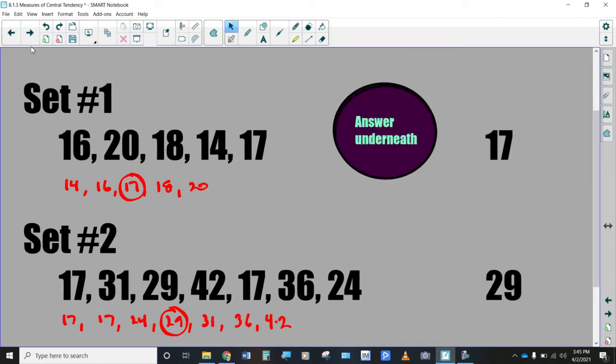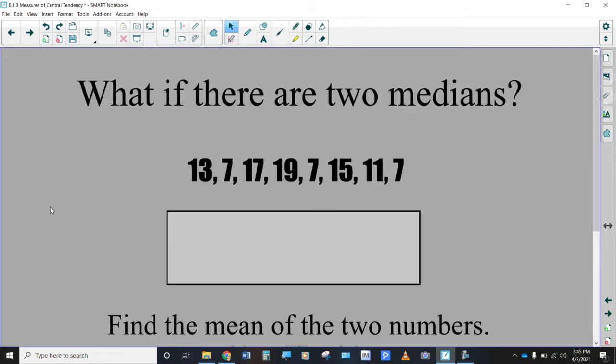So, when you find the mean, you just add the numbers and divide by the number of numbers. When you find the median, you must put the numbers in order from least to greatest and find the number that is in the middle.